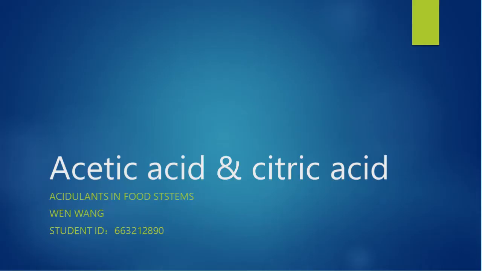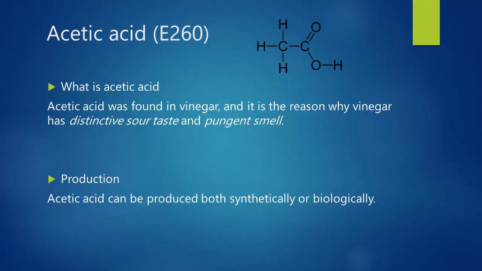Hello everyone, I'm going to talk about two common acidulants in food system, acetic acid and citric acid. First, let's meet acetic acid. I believe that we are all familiar with one flavoring in our kitchen, vinegar. And this kind of acid was discovered from vinegar, which also gives its distinctive sour taste and a pungent smell. This may help you understand why it is being used so widely in food industry.